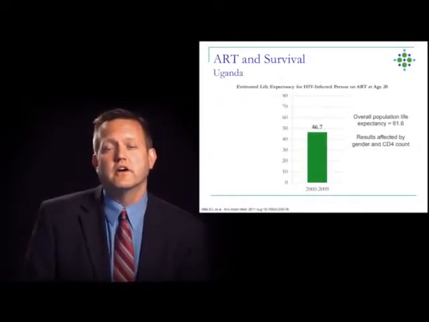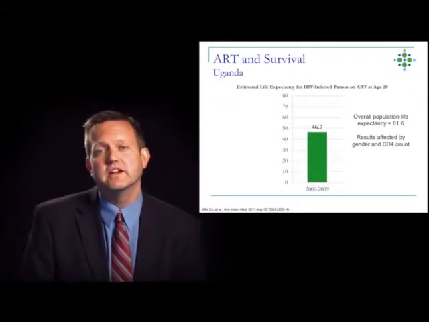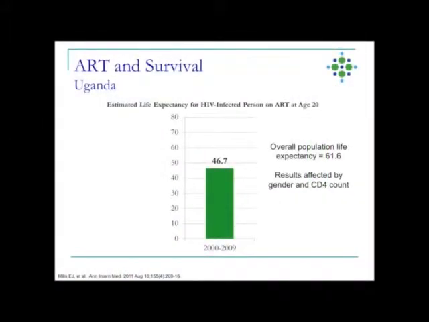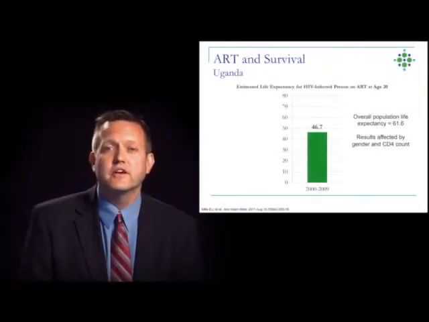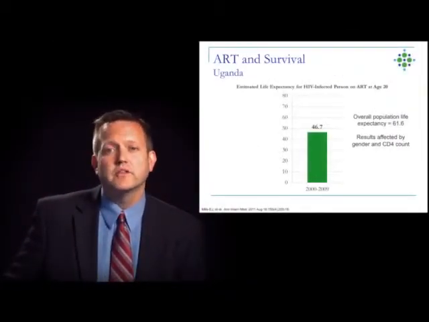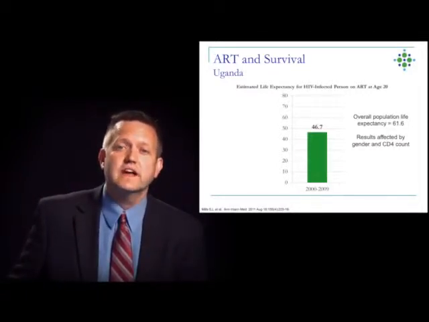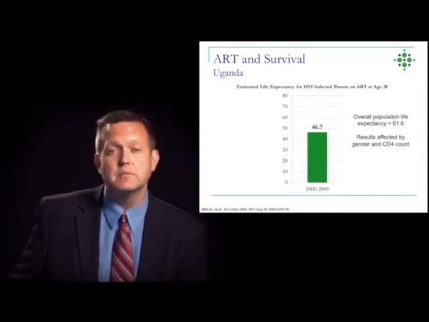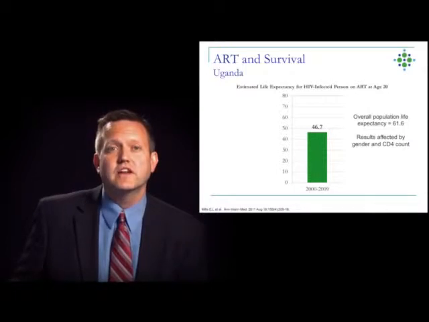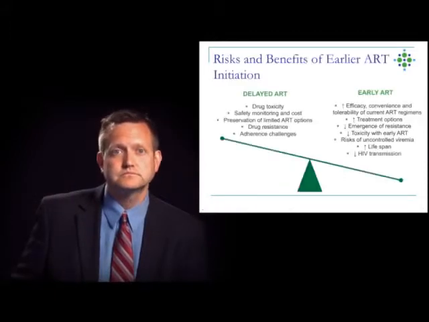These same benefits are also seen globally. These data are from Uganda, where a 20-year-old, again, who initiates ART can expect a life expectancy of 46.7 years compared to a population life expectancy of 61.6. And again, these results are affected by gender and importantly by CD4 count. So if we diagnose HIV early, initiate ART at high CD4 counts, we're able to preserve the immunologic function and decrease the damage done by HIV over time. And that translates really to a significant survival advantage to the individual.